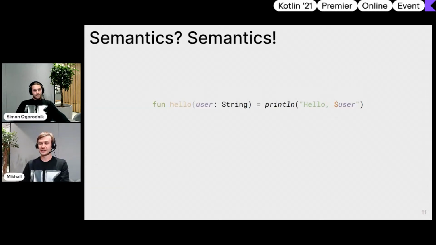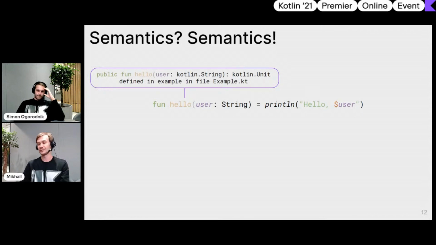About the program semantics, what is it? Let's consider a simple example. Here you can see the function hello, which calls println. What semantics can be extracted? Well, first, the function is public because it's the default visibility in Kotlin. Second, the user value parameter has a type of Kotlin string. The return type of the hello function is inferred to be Kotlin unit. The function exists in the example package. This can be taken from the package directive.